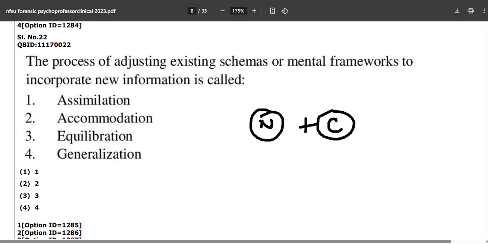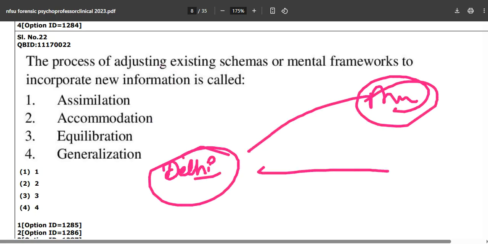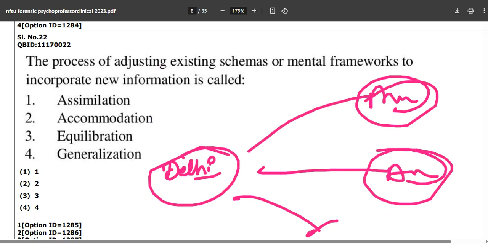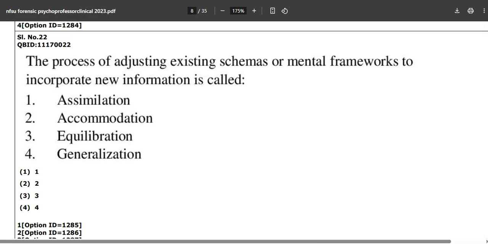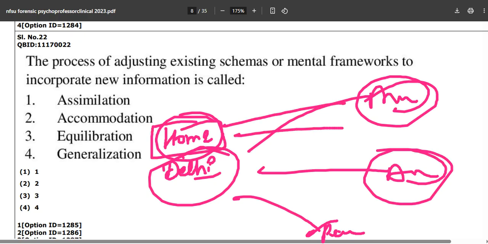Fair enough. Now moving forward, the process of adjusting. As soon as you see this word adjusting, the answer will always be accommodation. Let's suppose you are staying in Delhi and you want to go on holiday to, maybe, Manali or the Andaman and Nicobar Islands, or near the Periyar River. Anywhere you go, you cannot have facilities just like your home. Whatever facilities you have, your bed, your bathroom, your wardrobe, you will never have in these conditions.